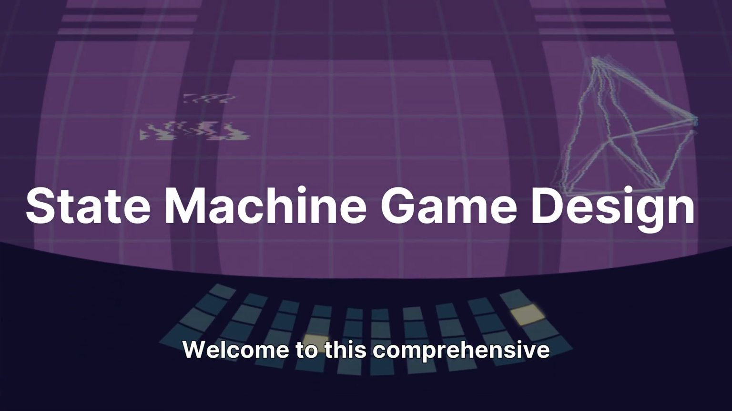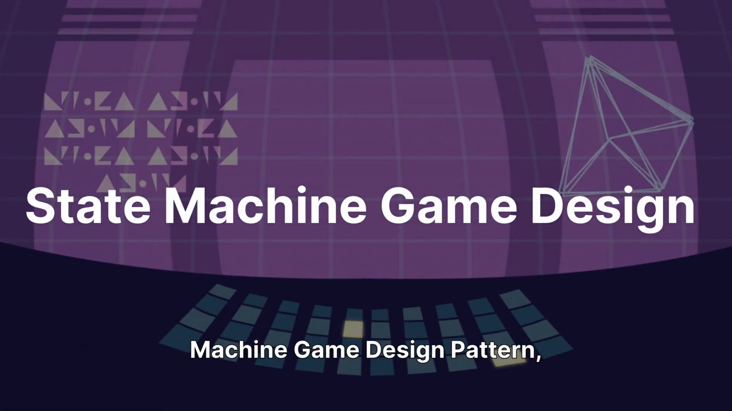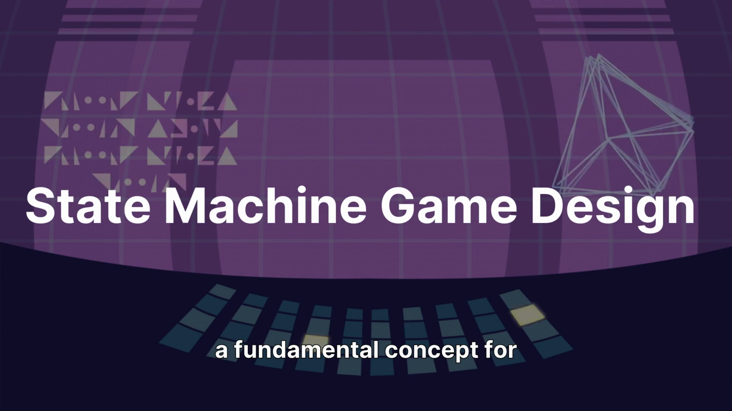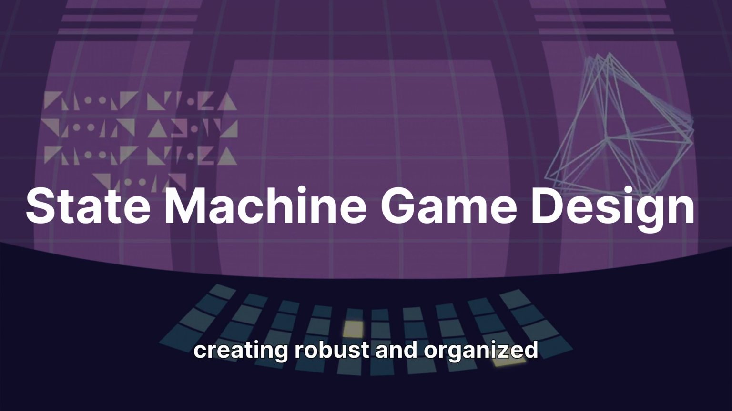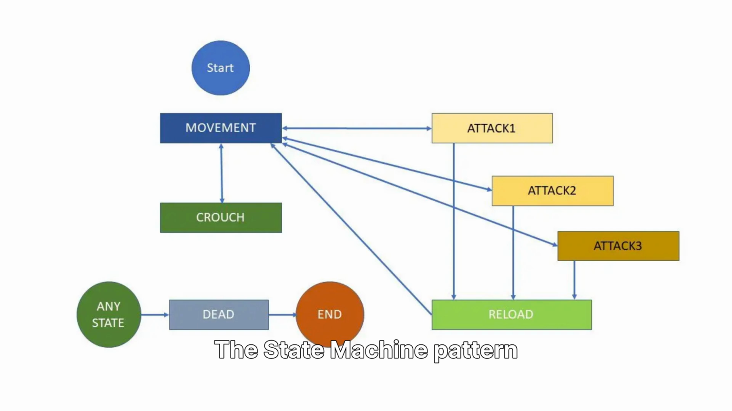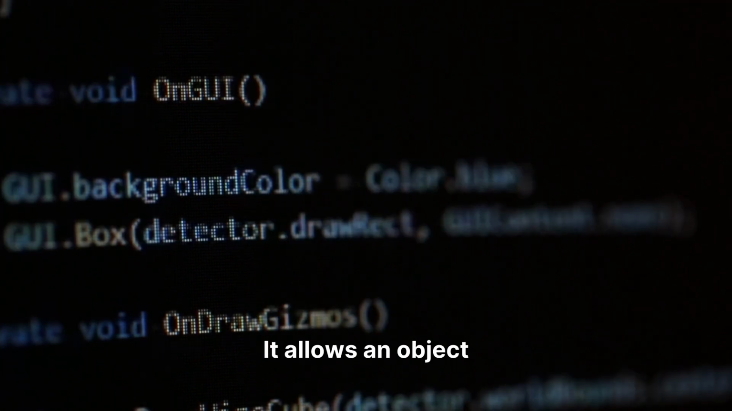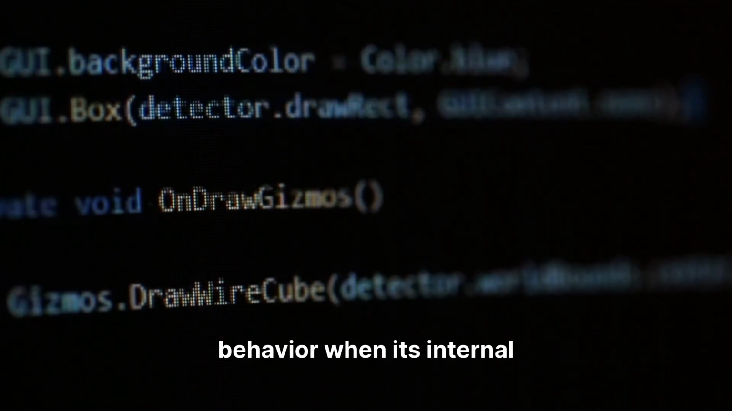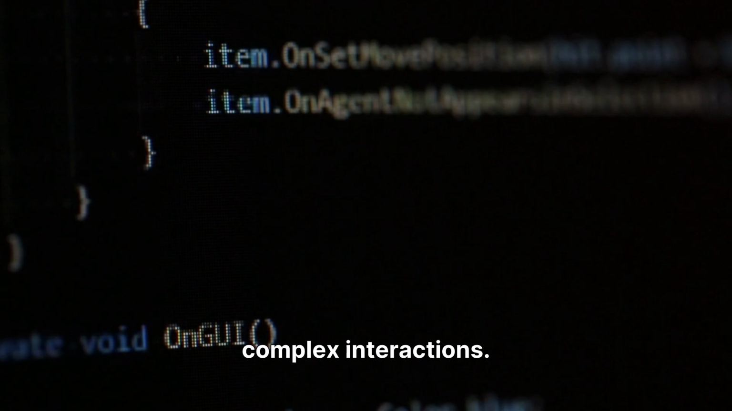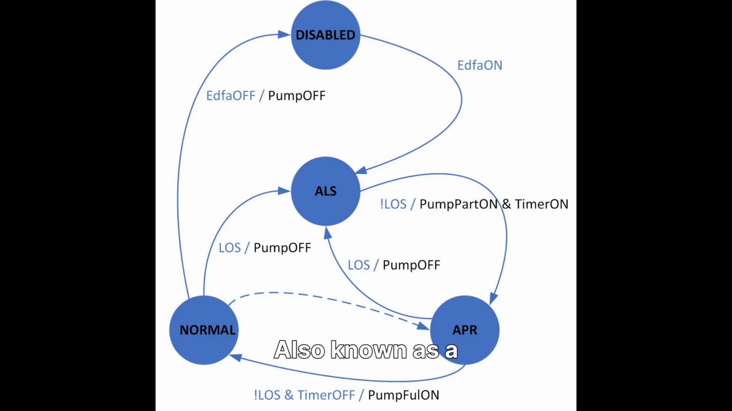Welcome to this comprehensive guide on the state machine game design pattern, a fundamental concept for creating robust and organized game logic. The state machine pattern is a behavioral design pattern crucial in game development for managing an object's behavior based on its internal state. It allows an object to dynamically alter its behavior when its internal state changes, providing a structured way to handle complex interactions. Also known as a finite state machine, or FSM.